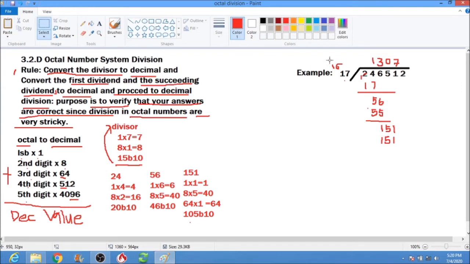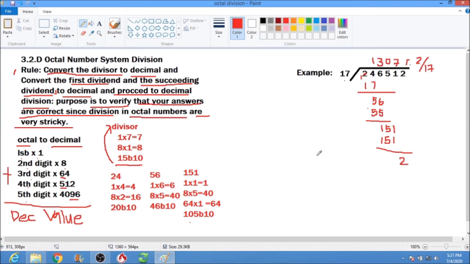Okay? Just review the video. So then, we subtract. Of course, this one is 0. So bring down 2. So 2 divided by 17 cannot be. So our final answer is remainder 2 over 17. So the final answer is 1,307 remainder 2 over 7.